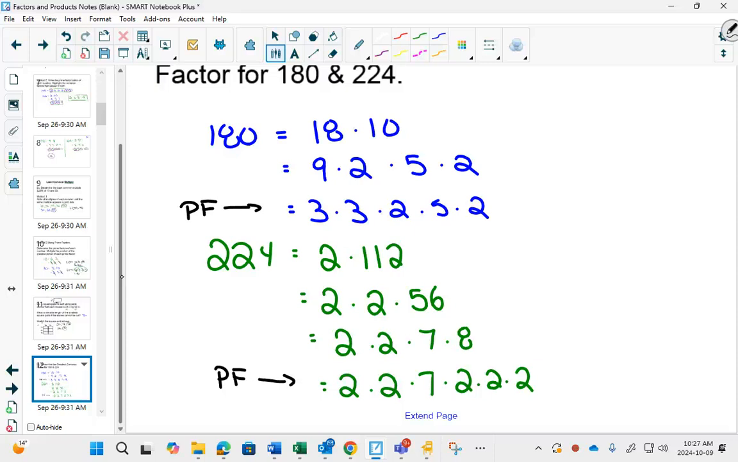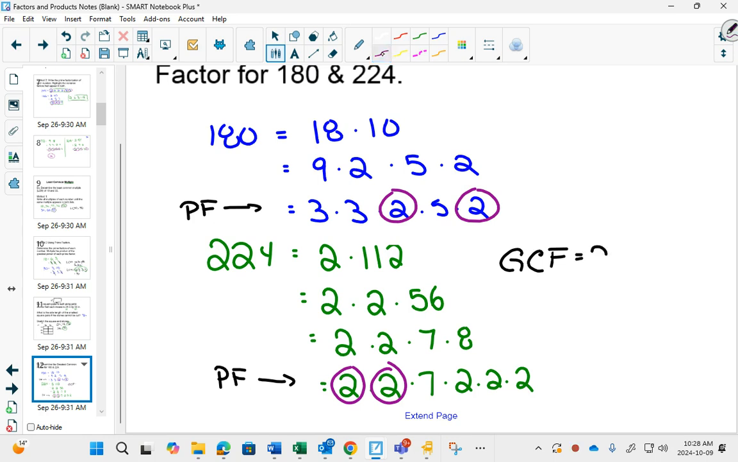So then to get the greatest common factor, we need to find the ones that are in common in both of them. Do they have 2's in common? Yes. They have 2 2's in common. Anything else in common? Oh, what disappointing. There's nothing else in common.